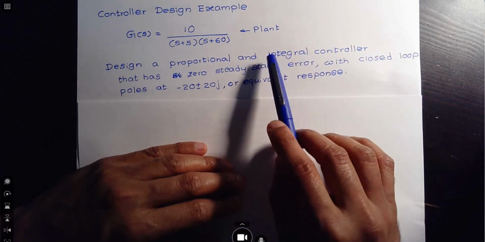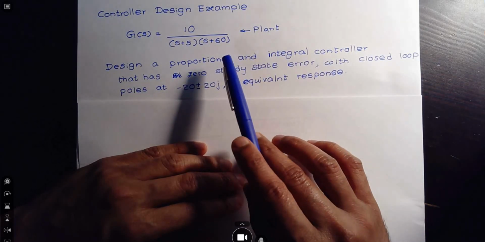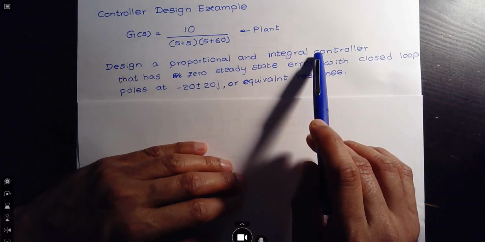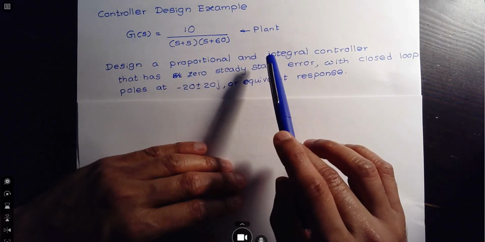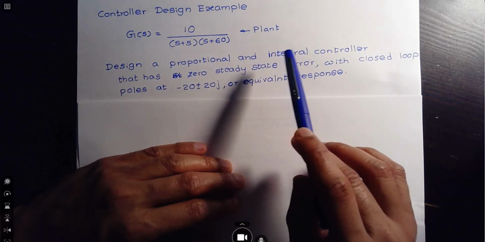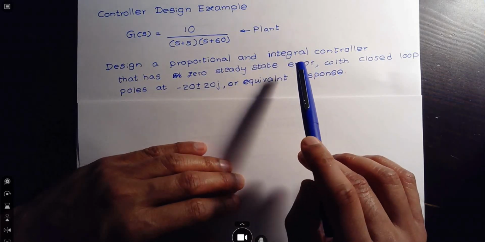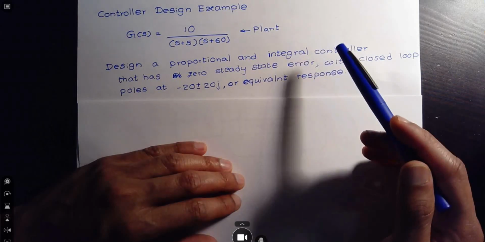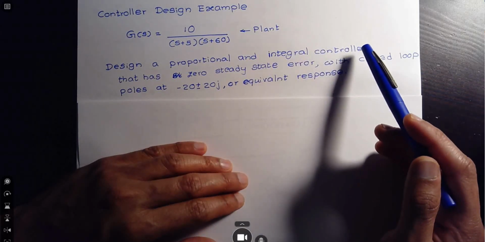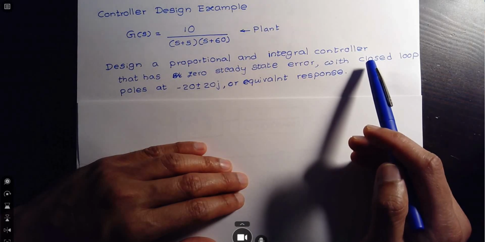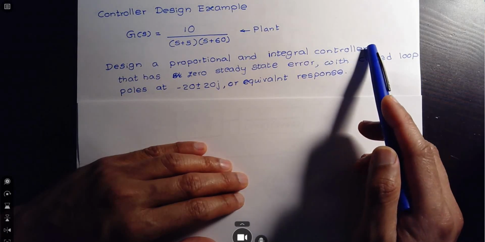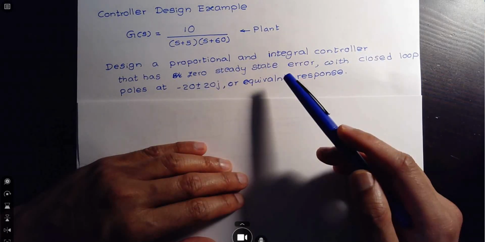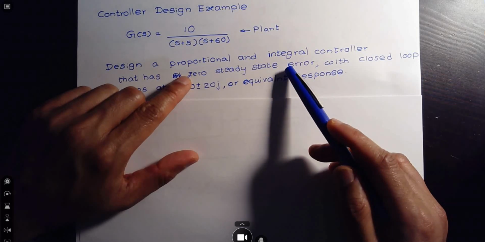But given the example, I specify you to design a PI controller. The selection of the PI controller, or why it's a PI controller, is not part of this discussion today, but you will be selecting a PI controller or a different controller, and we'll learn about the concepts associated with that process later. Now here you are expected to use a PI controller so that you get zero steady state error.